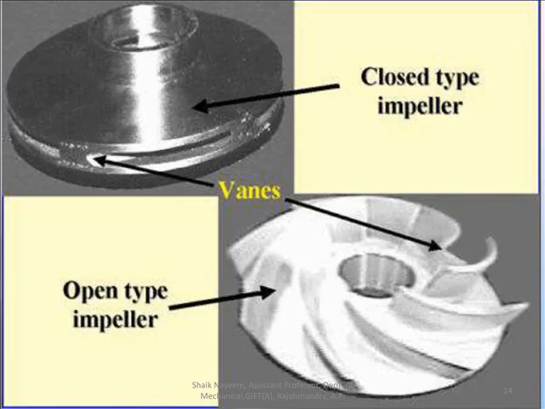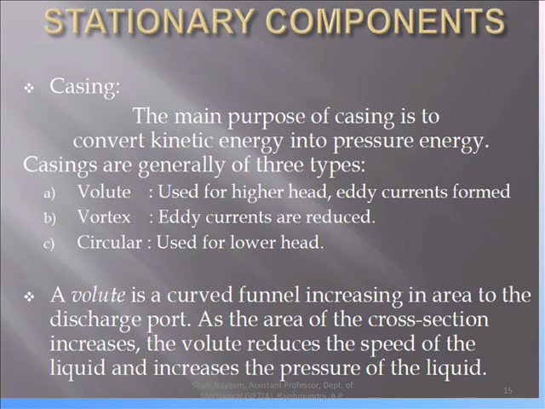In this slide, two types of impellers are shown. The first one is a closed type impeller and the second one is an open type impeller. In the open type impeller we can clearly see the vanes, but in the closed type impeller we are unable to see the vanes. Coming to the stationary components of centrifugal pumps, the first one is the casing.